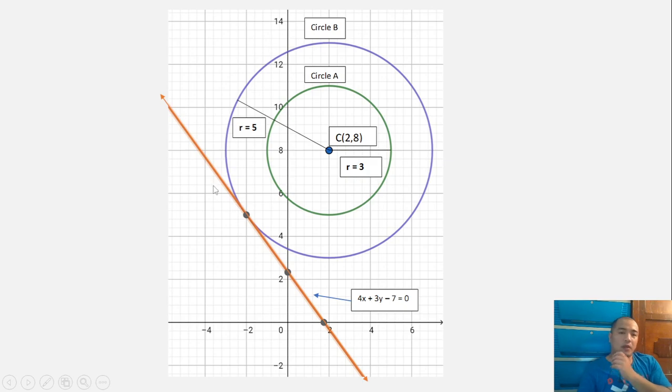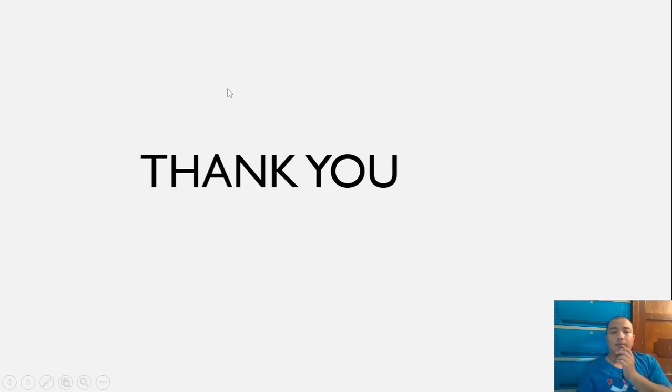So, tama. And it is tangent to circle A. Circle A and circle B have the same center at (2, 8). Circle B has a radius of 3, while circle A has a radius of 5.